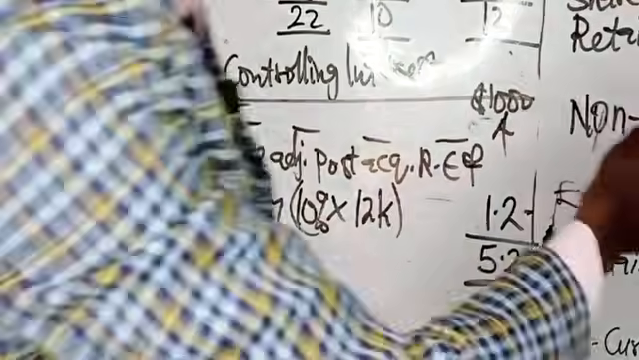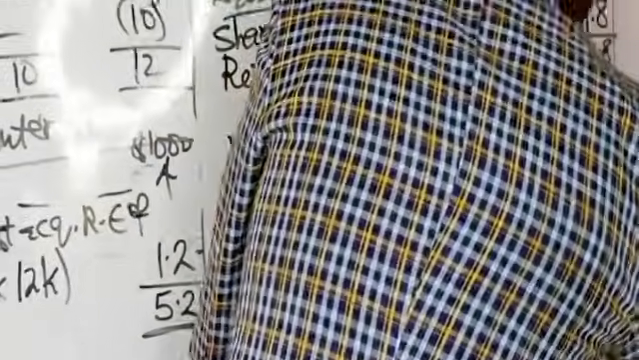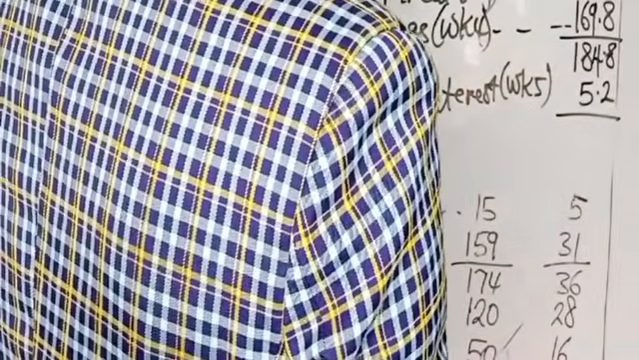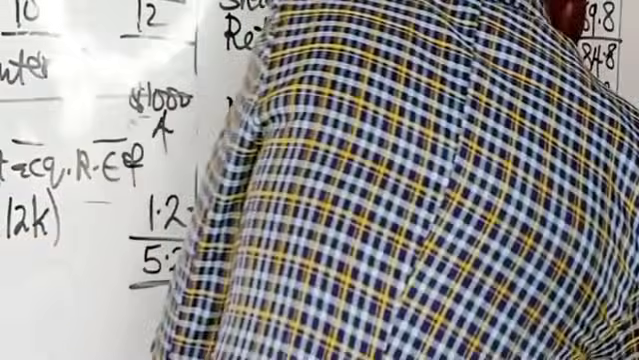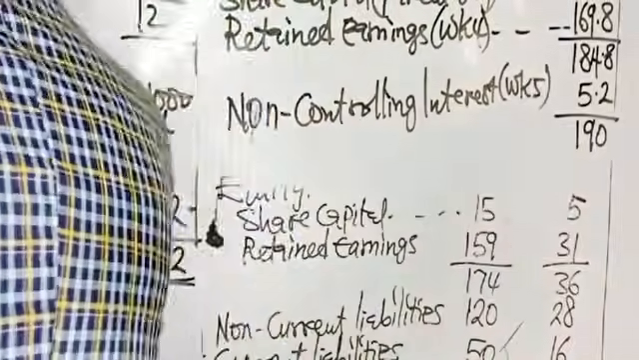So you transfer it to the consolidated statement of financial position. If you add 5.2 to 184.8, you have 190. That is the total equity.